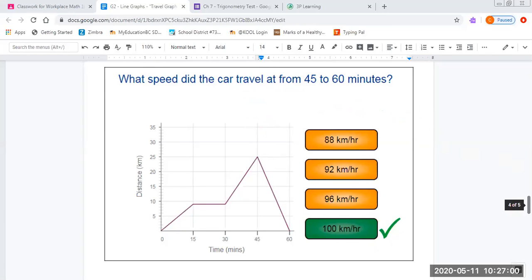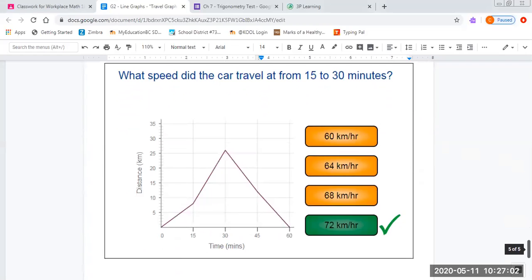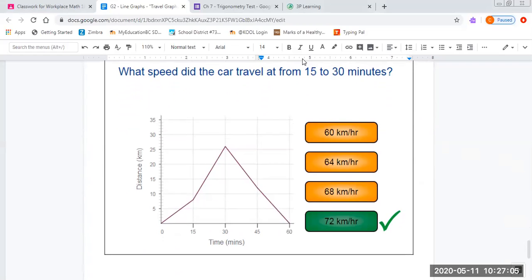Looking at this one now, it says, what speed did the car travel at from 15 to 30 minutes? So let's take a look at what we're seeing here. The first thing is that we are going to be focusing on this period of time, 15 to 30 minutes. So we have a point here, and we have a point here. It's kind of hard to tell exactly what that is, but I'm going to guesstimate that as 8. So that's 8 kilometers. And this is just a little bit above that, so it looks like it's 26. So the distance we traveled was basically the difference between 26 kilometers and 8 kilometers.